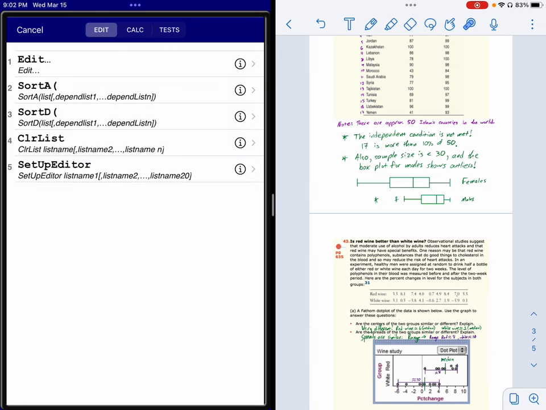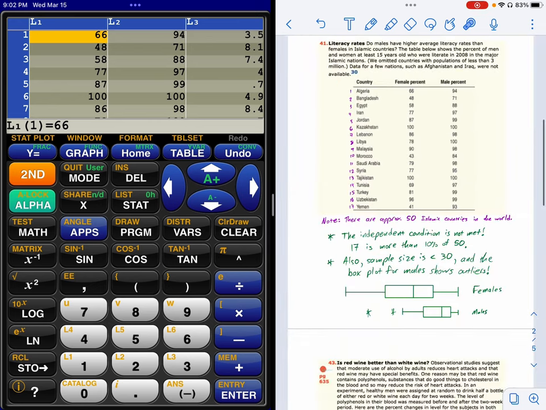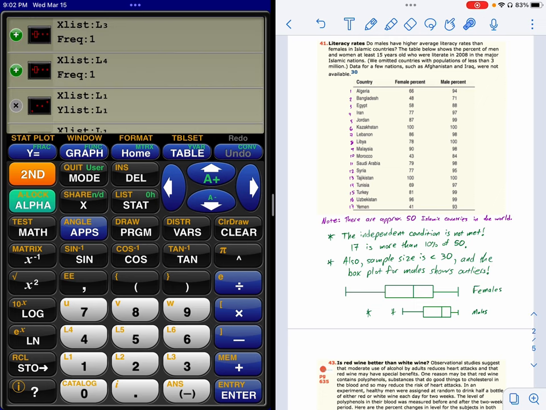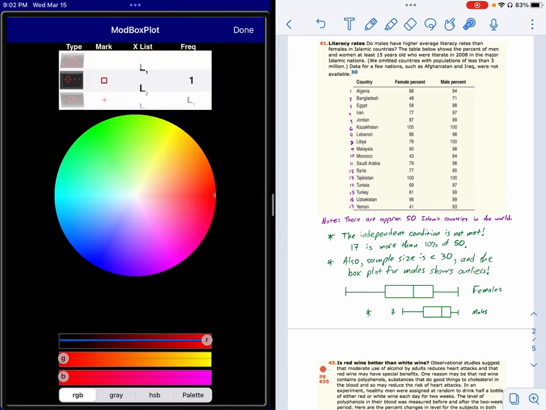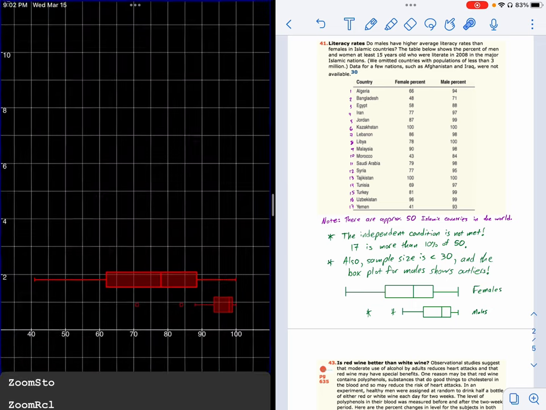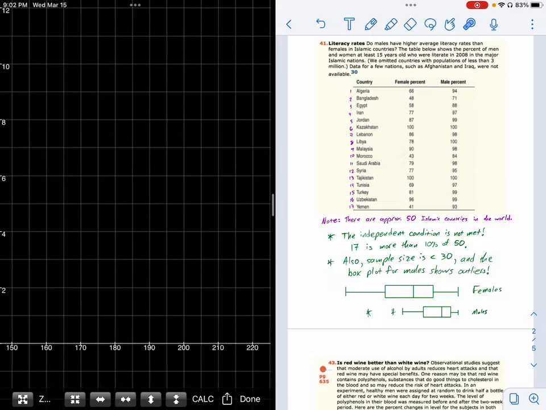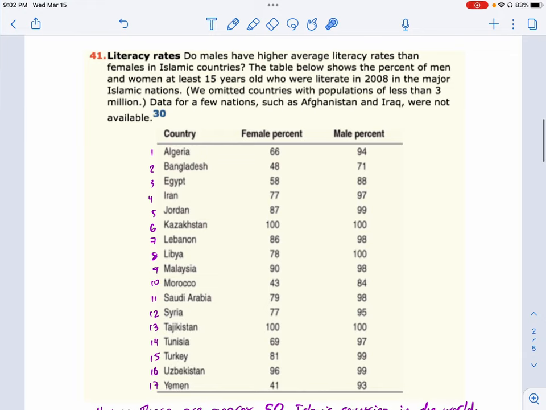Now let me just show you again. In stat, in edit here, I have the data in list 1 and 2 right there. And I took time, made sure it was that data right there. Then I turned on both of these at the same time. You can do this on your TI-84. I made this list 1 and list 2. Then I hit graph, zoom, stat, and there they are, which I've got right over here. Okay, so that's how you do that. Take your time and do that.